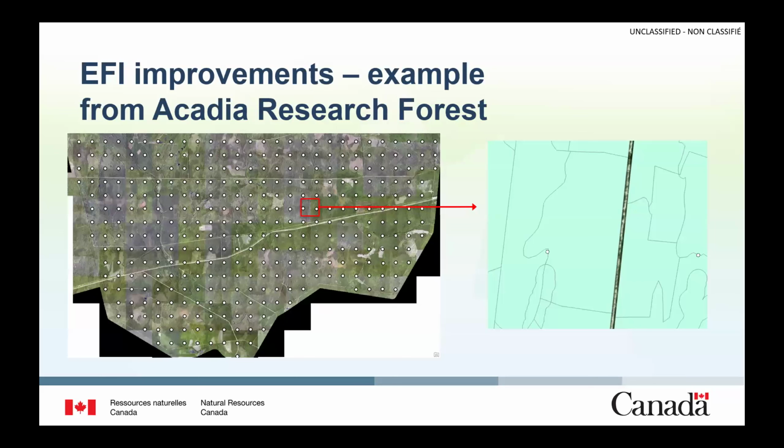So now I'll quickly show you an example of how there's still room for improvement in these LiDAR-based EFIs. This is the Acadia Research Forest, a federal research forest just outside of Fredericton, where we can test new tools and approaches. Here we have an extremely dense network of ground plots every 500 meters. We have an 11.28 fixed radius plot. We measure trees, and we use this data to train our LiDAR model and generate our EFI.